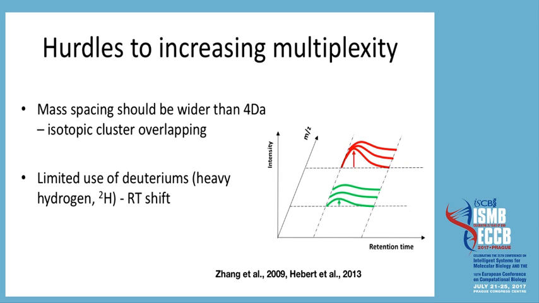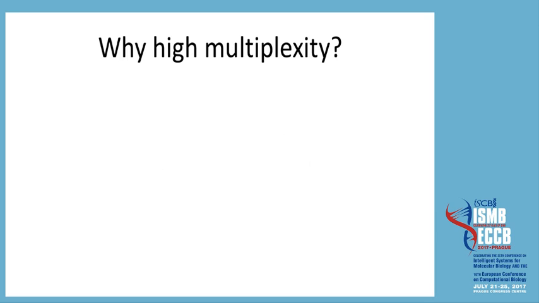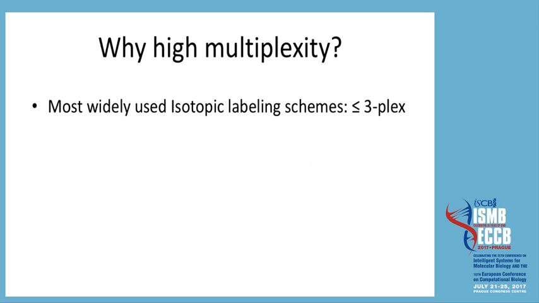Another hurdle is the retention time shift due to deuteriums in labels. To have various mass shifts, in other words, to increase multiplexity, the use of many deuteriums is one option. But if you use a lot of deuteriums in labels, you will get this retention time shift, marked by delta RT like this, again causing bias in quantification. So the use of many deuteriums is also limited. For these reasons or others, predominant isotopic labeling schemes have up to 3-plexity.